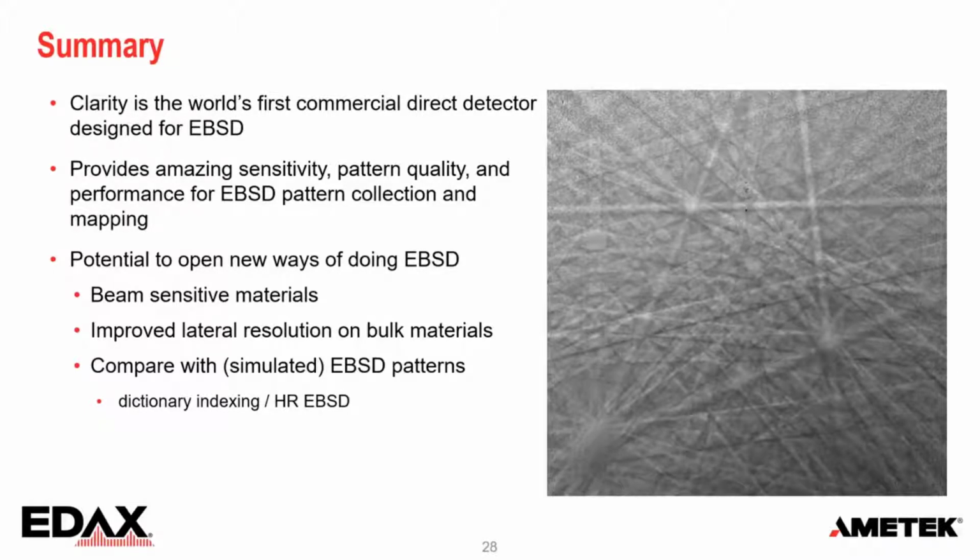Another thing we recently did is really improved lateral resolution on bulk materials, where doing transmission EBSD was not an option, and we really had to minimize the interaction volume. We could work there with 8 kV, few tenths of picoamps, and really identify sub 100 nanometer microstructures very nicely. And you can work with simulated EBSD patterns, for example, for dictionary indexing, and also compare it with reference patterns for HR EBSD or strain analysis.